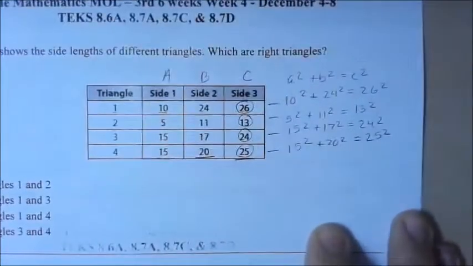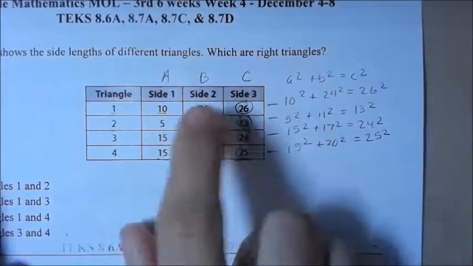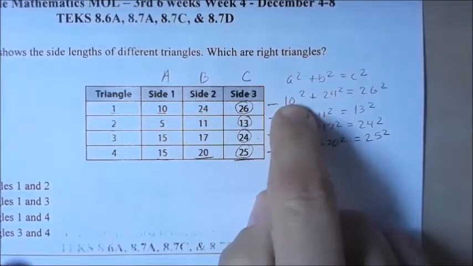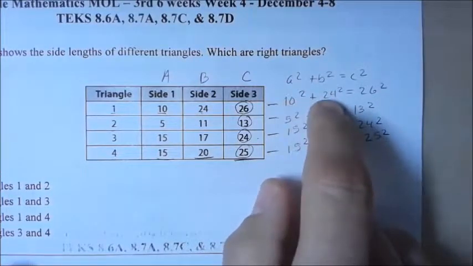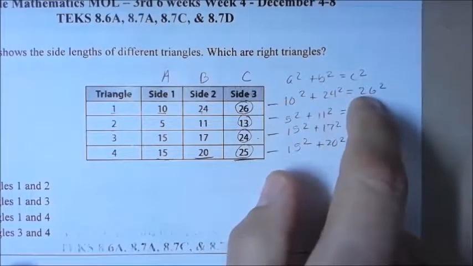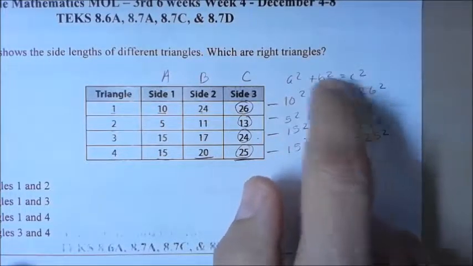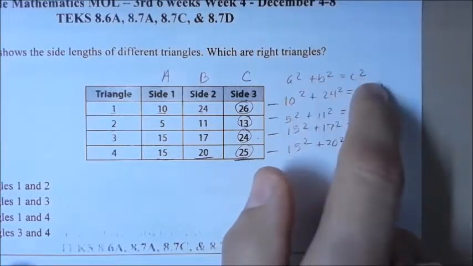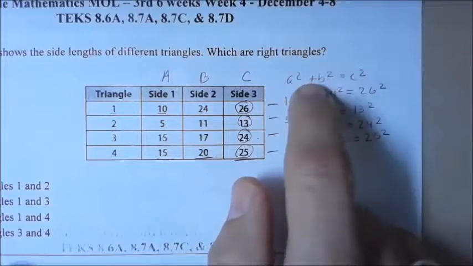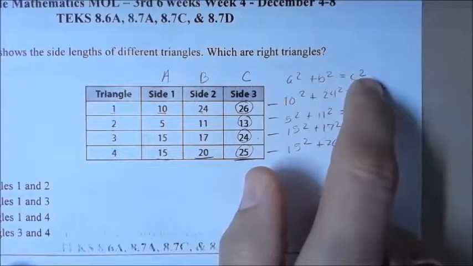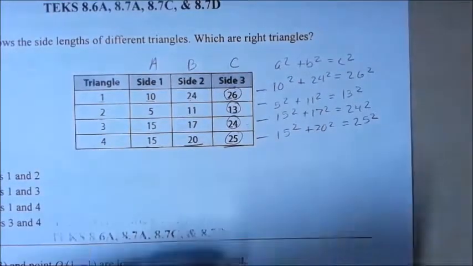And remember, when we set up the equation, the calculator is going to look and say, well, is 10 squared plus 24 squared equal to 26 squared? And if it is, it'll say true. If the two values on each side of the equal sign are equal to one another, it makes a true statement, and then it is a right triangle.